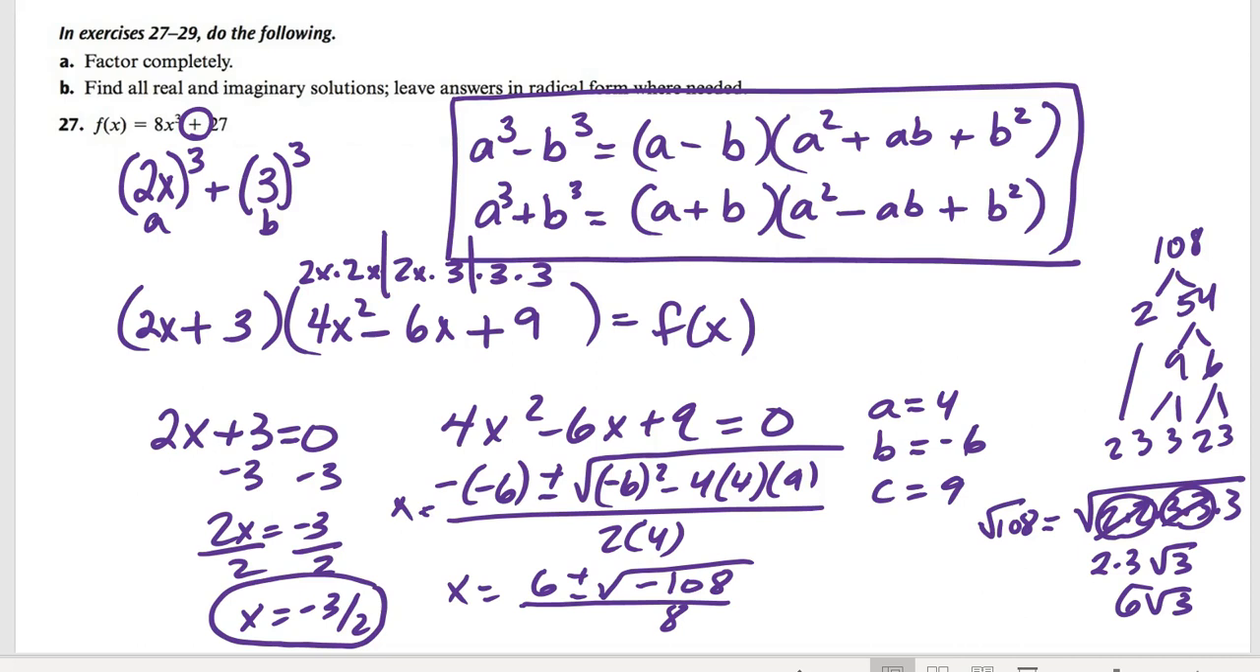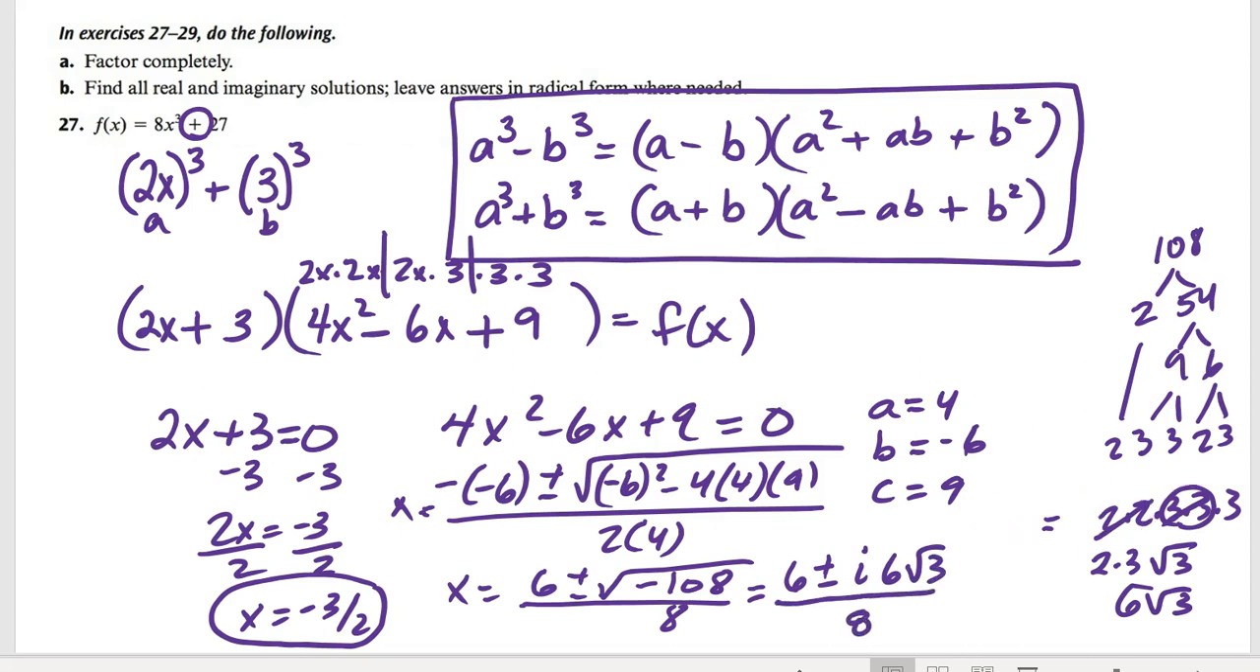But I don't have that. I have negative 108. So I have to remember that that's the same thing as saying i, because a negative 1 under a square root is i for imaginary numbers. So I have 6 plus or minus, and then I'm going to put an i there to remind myself, 6 square root of 3, all divided by 8.